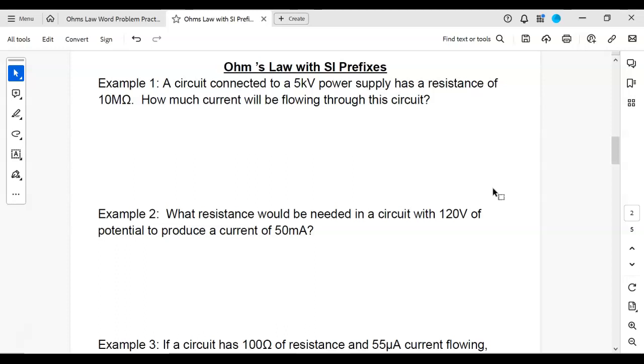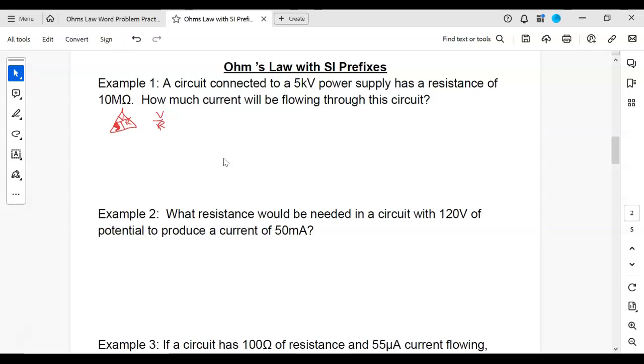So this says a circuit's connected to a 5 kilovolt power supply, has a resistance of 10 mega ohms. How much current will be flowing through the circuit? So first thing we need to do is figure out what's going to be our formula that we're going to use. So remember, we have the trusty Ohm's law triangle. V is on the top, I and R are on the bottom. In this case, if we're looking for current, we're going to cover this up. So we got V divided by R. So we know that that's going to be the equation that we need to use.